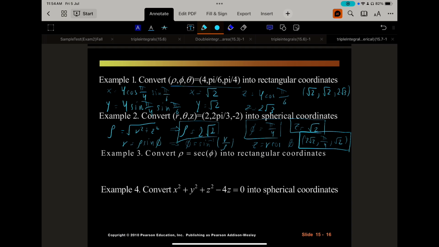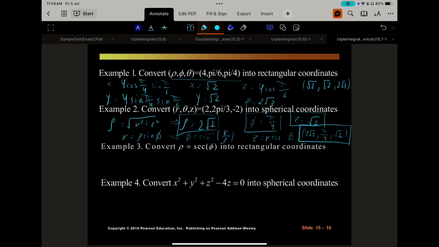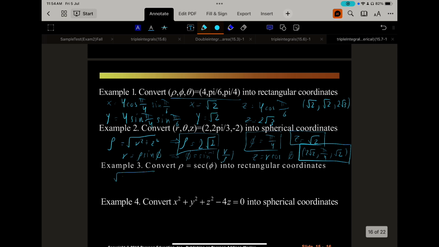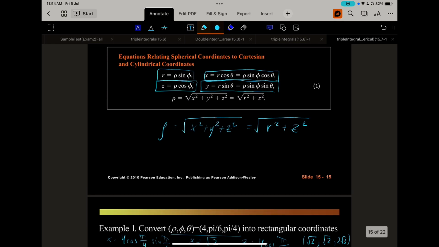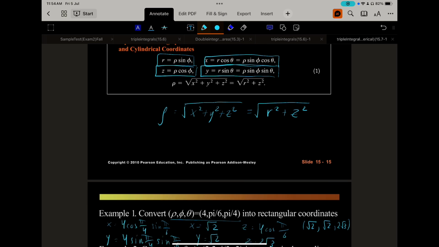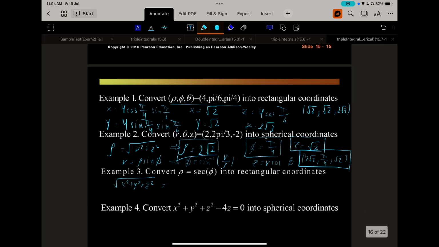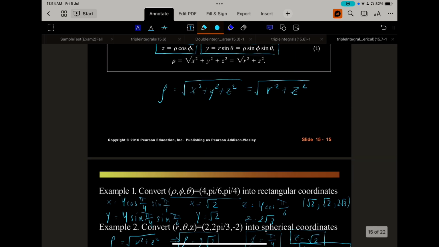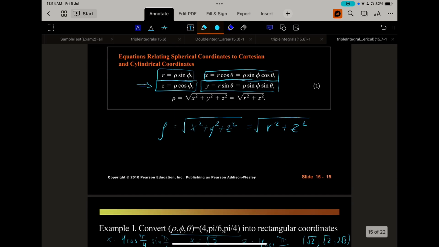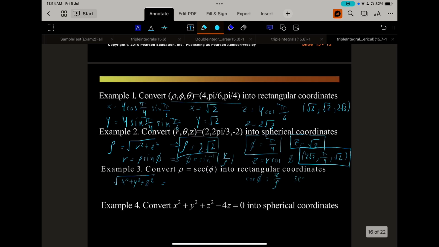Now example 3, he wants us to convert rho equals secant phi into rectangular, and we know that rho is just the square root of x squared plus y squared plus z squared. Now what is secant phi? Secant phi is just 1 over cosine phi, and we know that cosine phi is z over rho, so secant phi is rho over z. And we know that rho is the square root of x squared plus y squared plus z squared, over z. Now we converted this, basically.